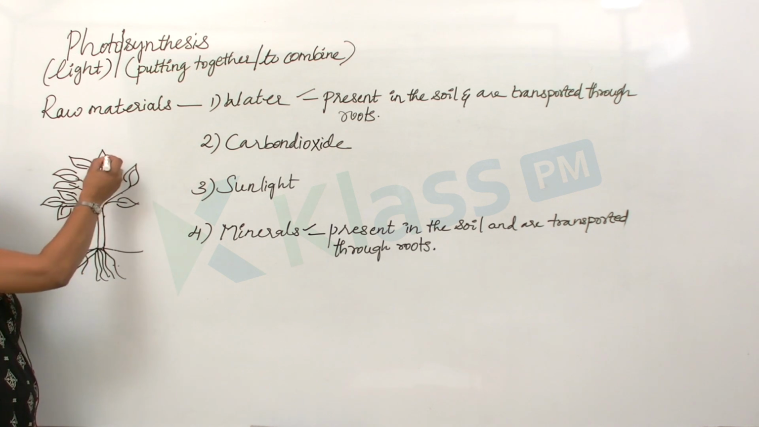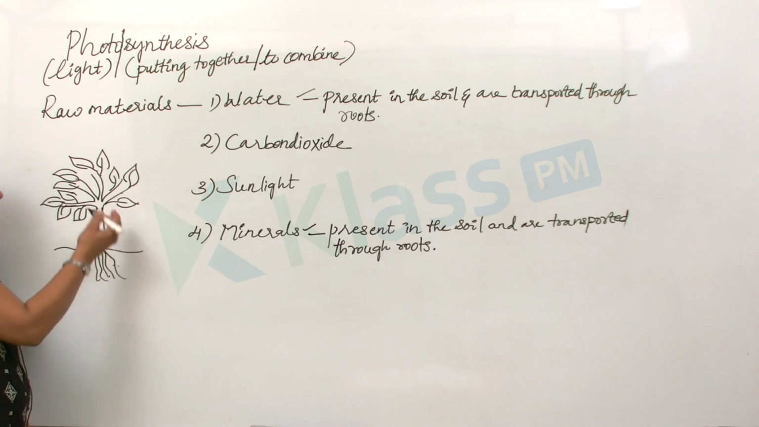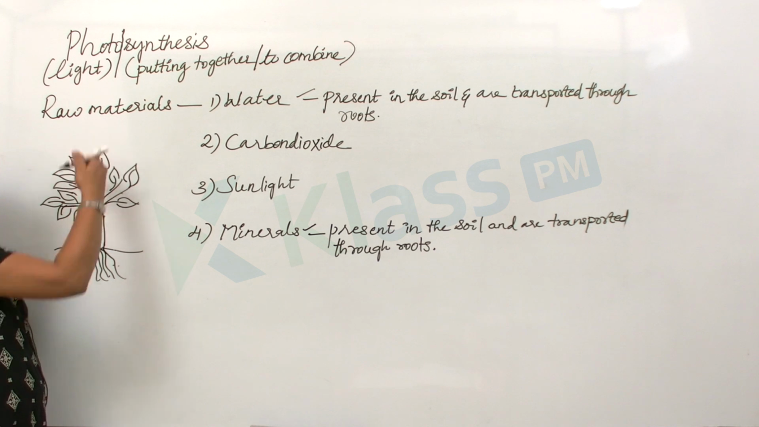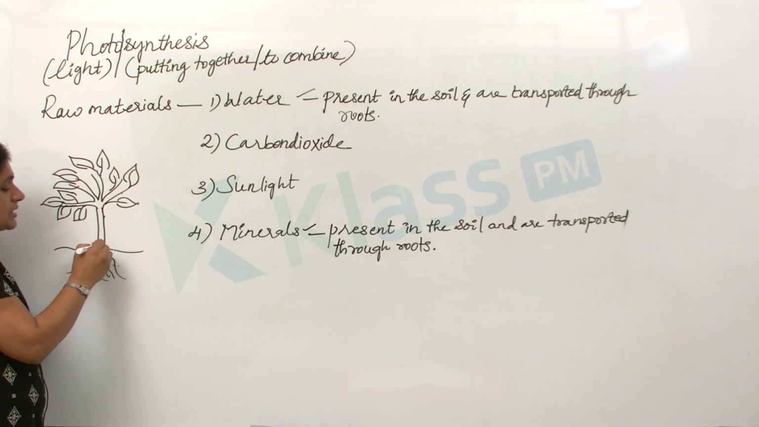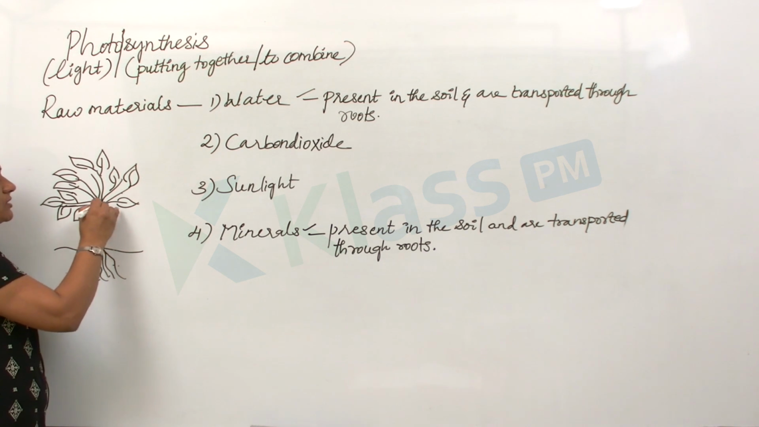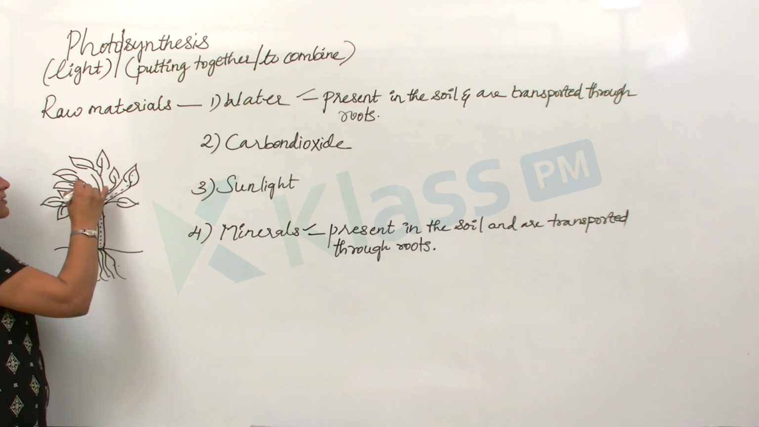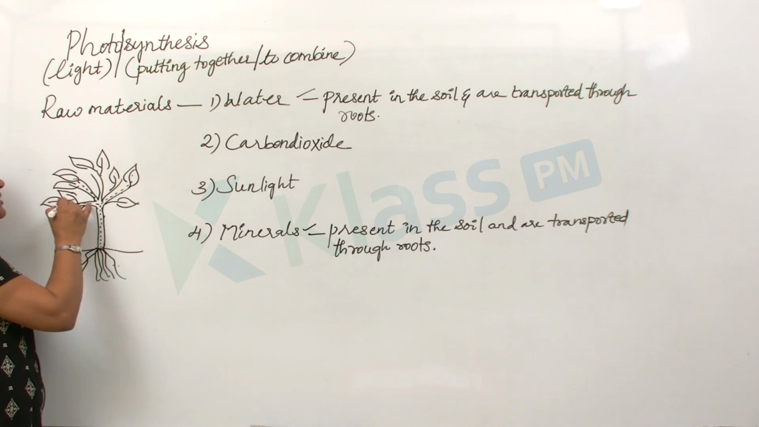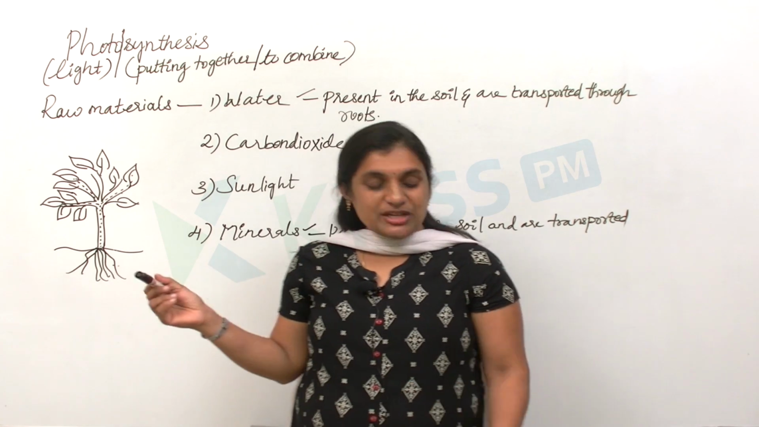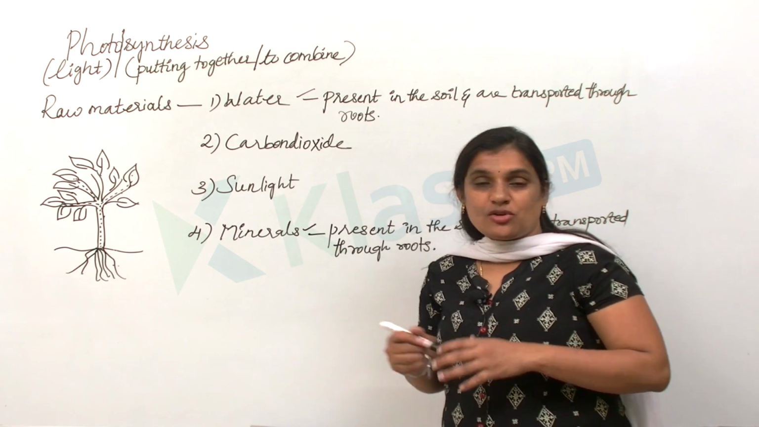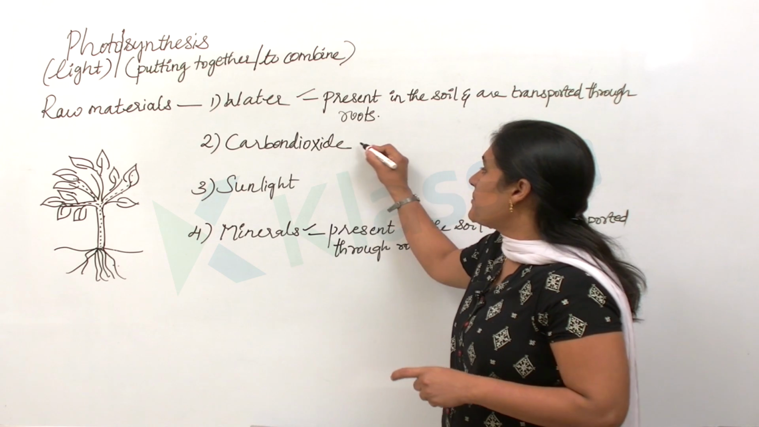The leaf is part of the shoot system, right? And this is the root system. Leaves are exposed above the ground and roots are present inside the ground, right? So the water and the minerals which are absorbed are transported to the leaves. You can see the dotted structure, the way they are transported through the stems and branches, where they reach the leaves.